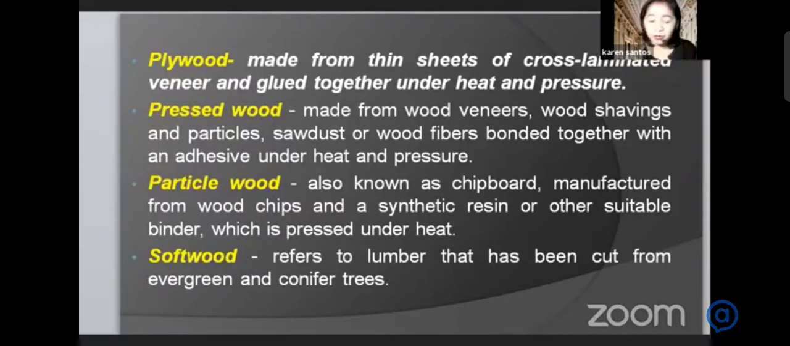Particle wood, also known as chipboard, is manufactured from wood chips and a synthetic resin or other suitable binder. And when we say softwood, it refers to lumber that has been cut from evergreen and coniferous trees.